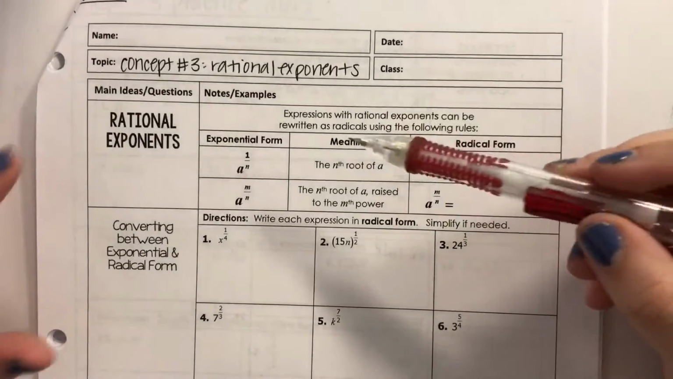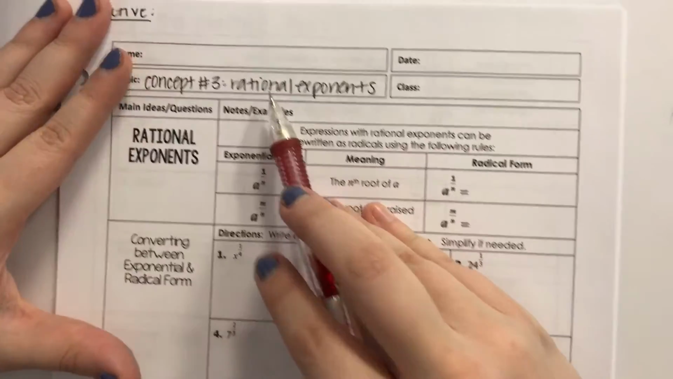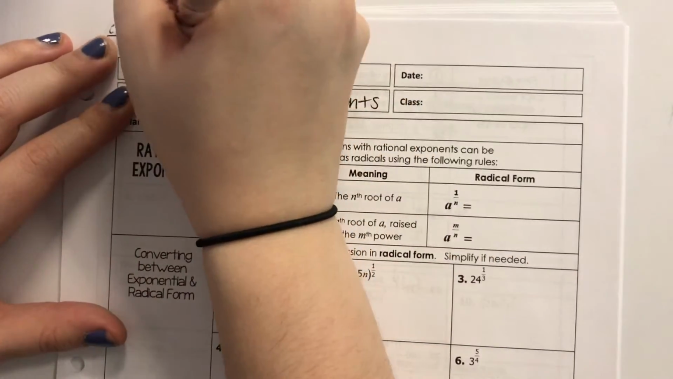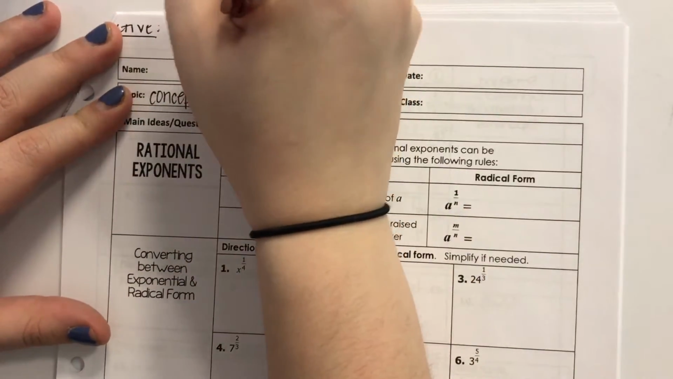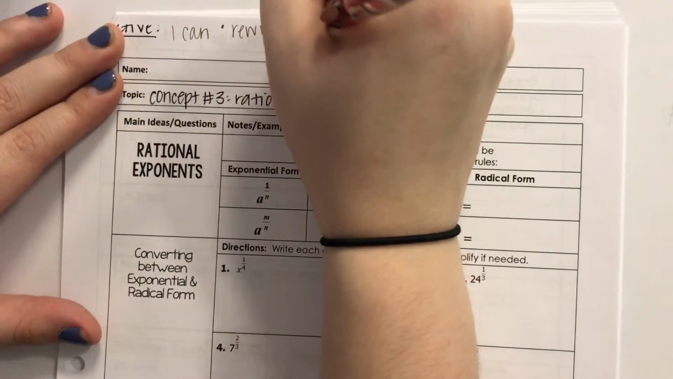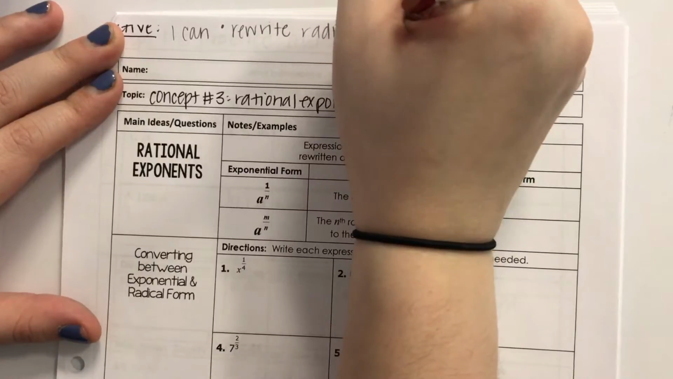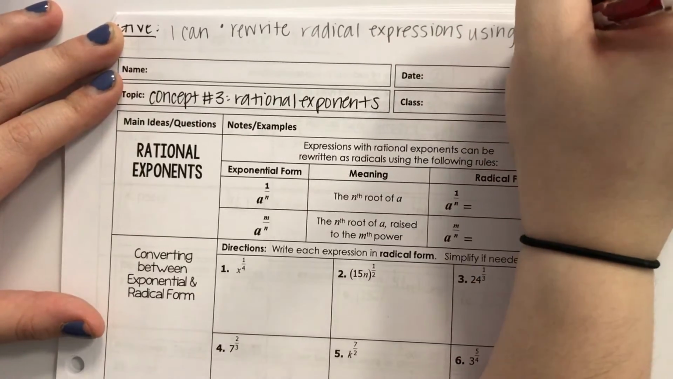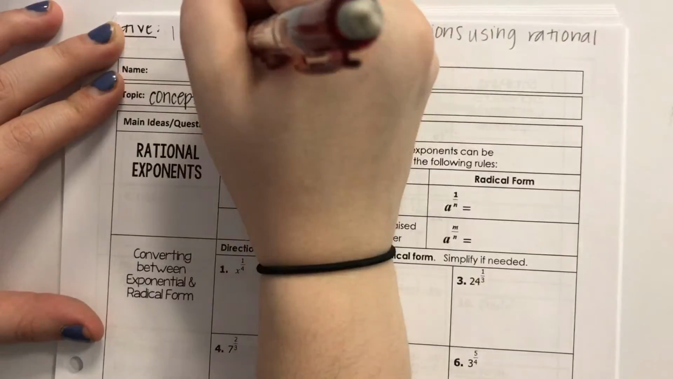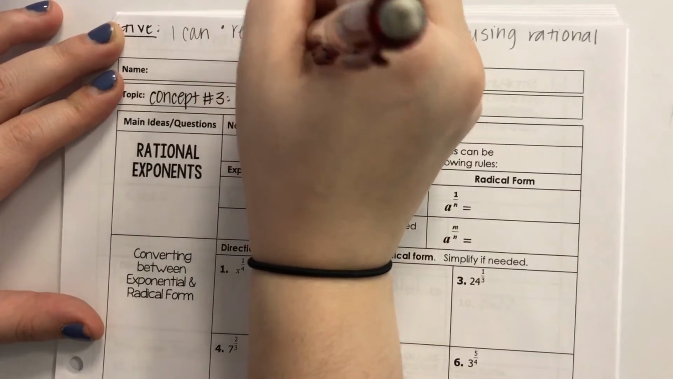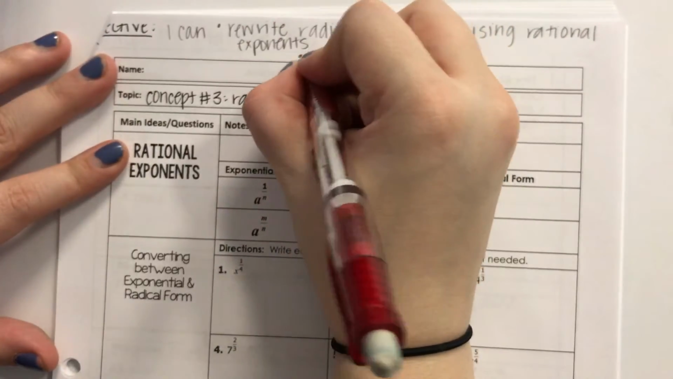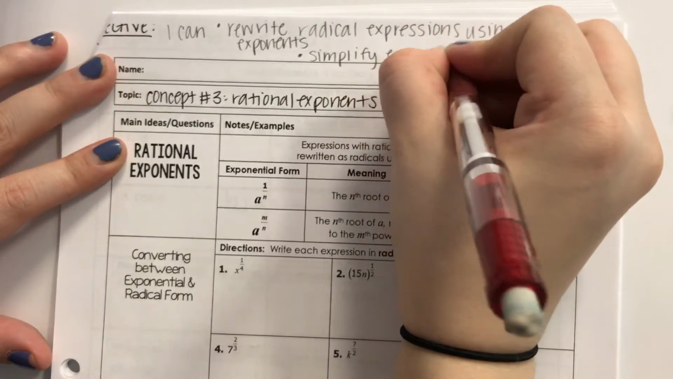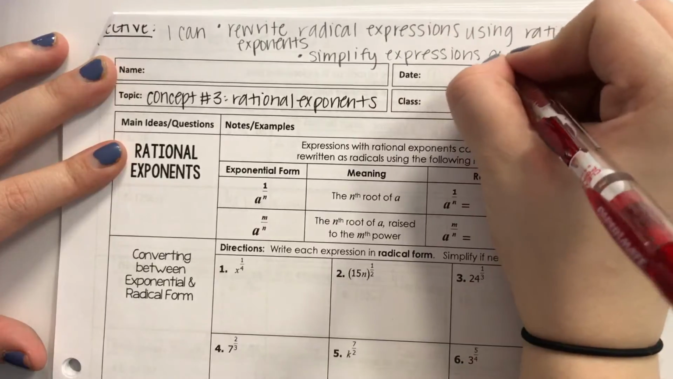Okay, concept 3 is all about rational exponents, which basically means you're going to have exponents with fractions. So our objective for this lesson is twofold. Number 1, I can rewrite radical expressions using rational exponents. And then our second objective is I can simplify expressions containing rational exponents.